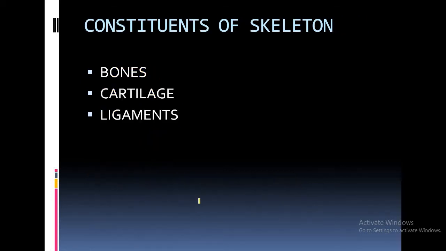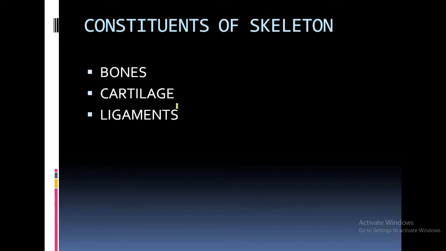So now we have to see the constituents of the skeleton. There are three basic constituents of the skeleton, that is bones, cartilage and the ligaments. The bones are hard and there are 206 bones in a human adult, whereas the number of bones is more in a small child, and these small bones join together to form larger ones. So that is why the number of bones gets reduced with age. So there are 206 bones in our human skeleton.